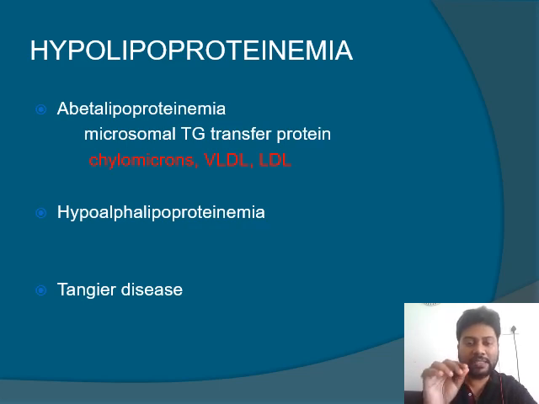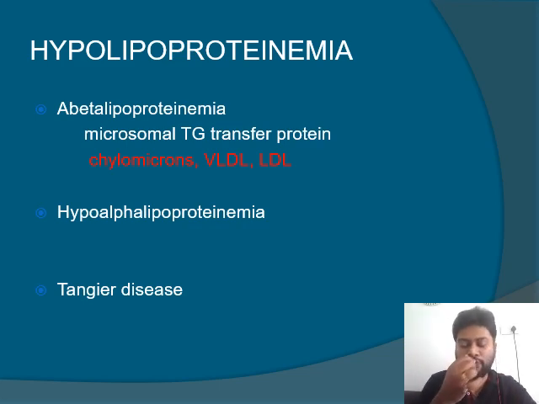As these chylomicrons are defective, children who are born with this condition will mainly present with fat soluble vitamin deficiencies. We all know that chylomicrons are very much needed for absorbing dietary fats and fat soluble vitamins. So when chylomicron production is affected in this condition, absorption of fat and fat soluble vitamins will be grossly hampered. So they will present with symptoms of fat soluble vitamin deficiencies. Next, coming to hypoalphalipoproteinemia. Alpha lipoprotein is nothing but HDL.